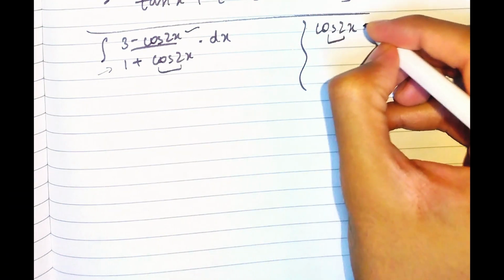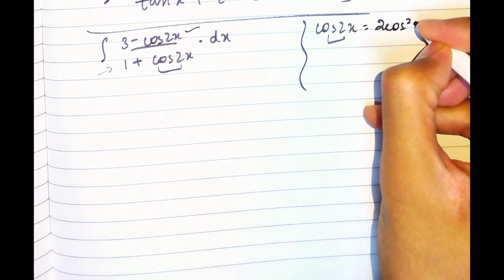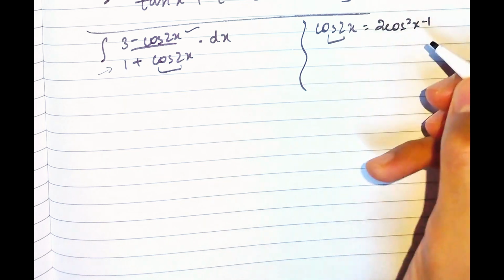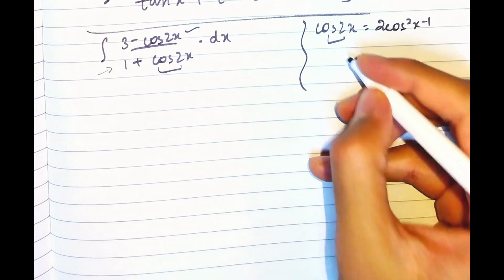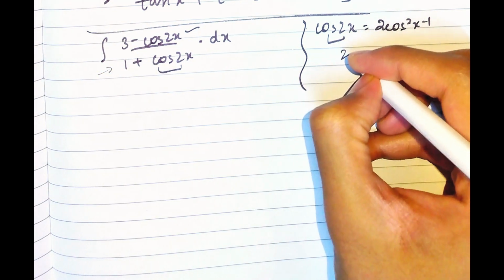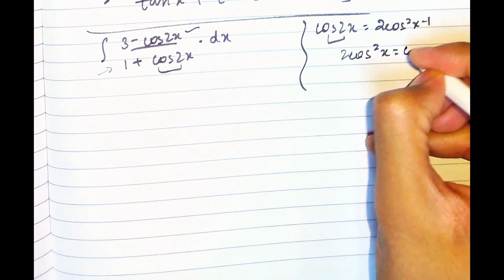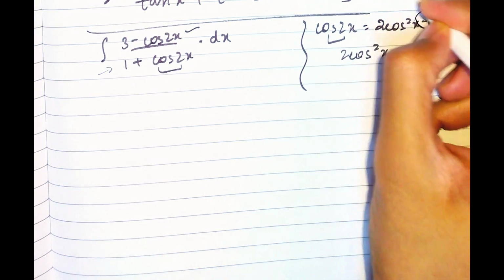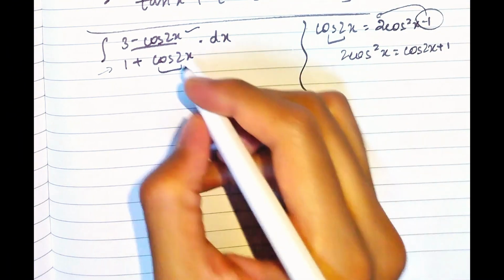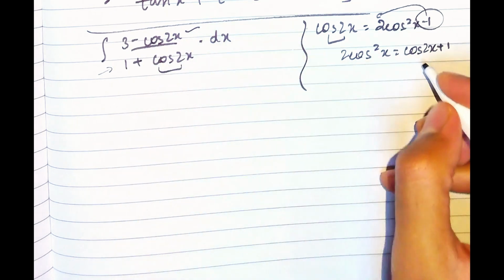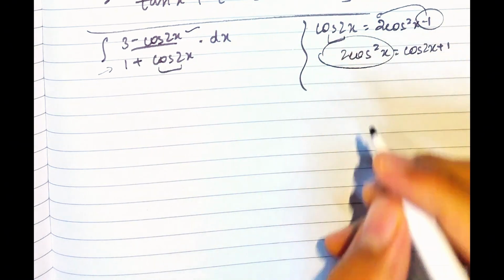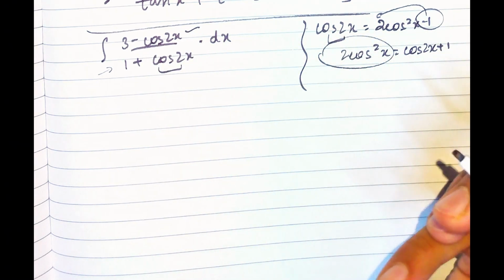This thing right over here, cos 2x, we have an identity. Cos 2x is equal to 2 cos square x minus 1, so we can write 2 cos square x equal to cos 2x plus 1, because we can move the 1 to the opposite side of the equation. Now wherever we have cos 2x in this equation, we can replace it with 2 cos square x. What is the advantage of that? You will come to know in a minute.